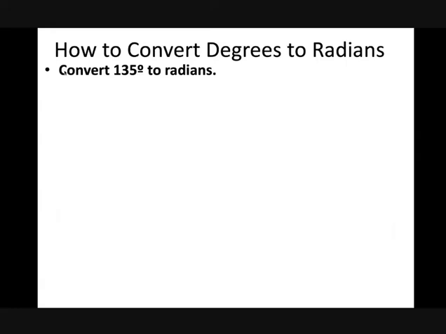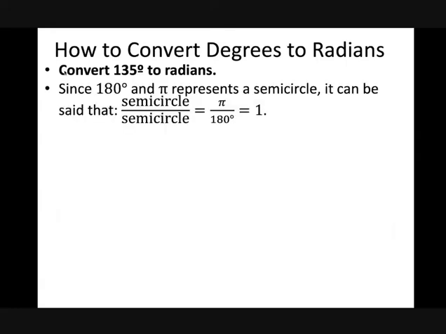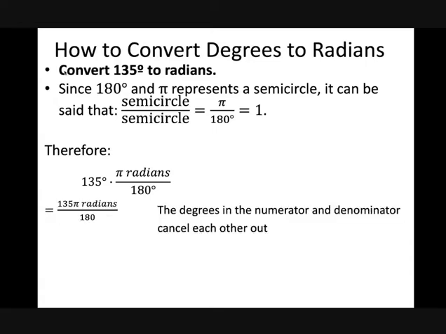Here's an example. Let's convert 135 degrees to radians. Now, since 180 degrees and pi represent a semicircle, it can be said that semicircle divided by semicircle is the same as pi divided by 180 degrees, which also simplifies to be 1. Therefore, 135 degrees times pi radians divided by 180. When we simplify that, the degrees go away, and we get 135 pi divided by 180. You don't have to write the word radians. I'm just putting it here so that you see which unit we're working with. So now you're going to simplify this. The greatest common factor that they both have is 45, and this simplifies to be 3 pi over 4 radians.